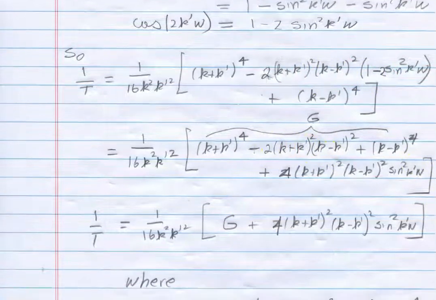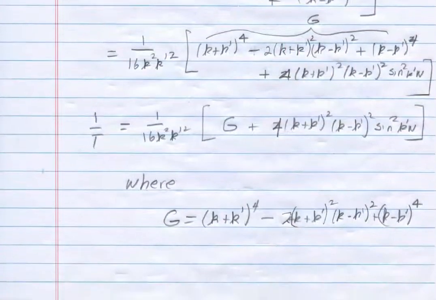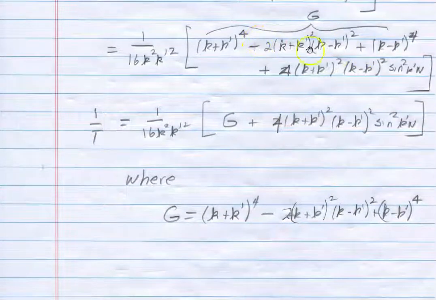And I just define that to be g. So all this with the k's in it, I let that be g, which is here. And the rest of it I'll keep. So we've got the reciprocal of the transmission coefficient in that form, and we'll develop that a little further in the next segment.